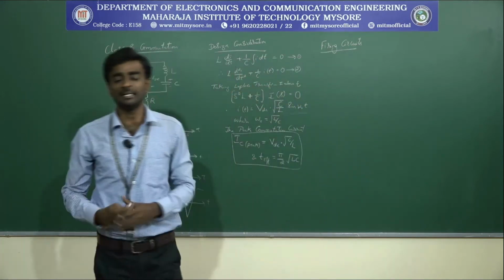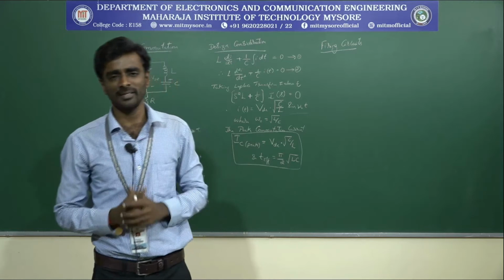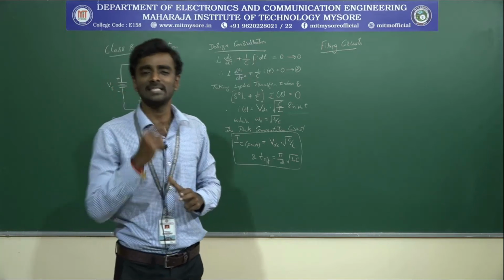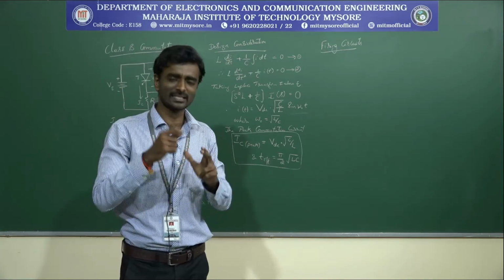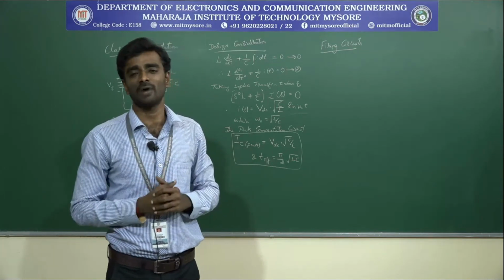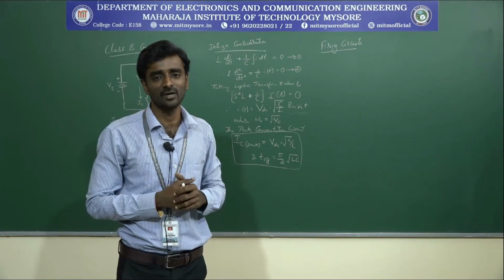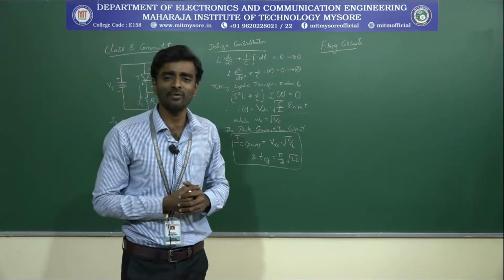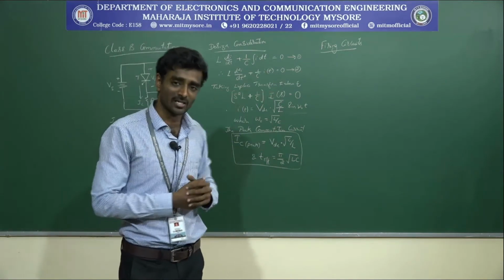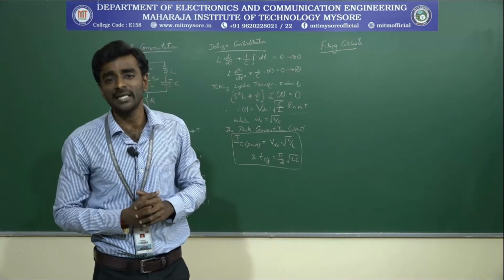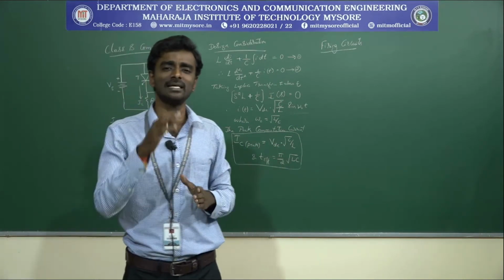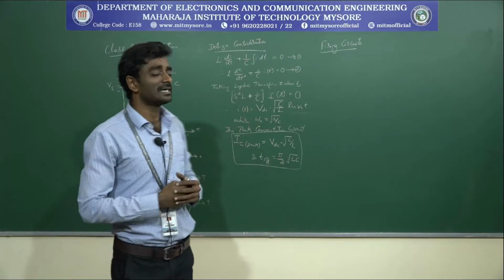If you consider the firing circuits, you will have three different types. The first one is the resistance firing. The second one is the resistance capacitance firing. In resistance capacitance firing, you will have two different types. The first is the half wave RC firing circuit, that is the half wave resistance capacitance firing circuit. The second is the full wave RC firing circuit. The third one is the UJT firing circuit. These are the three different types of firing circuits you will study in this course. Let's start with the resistance firing circuit.